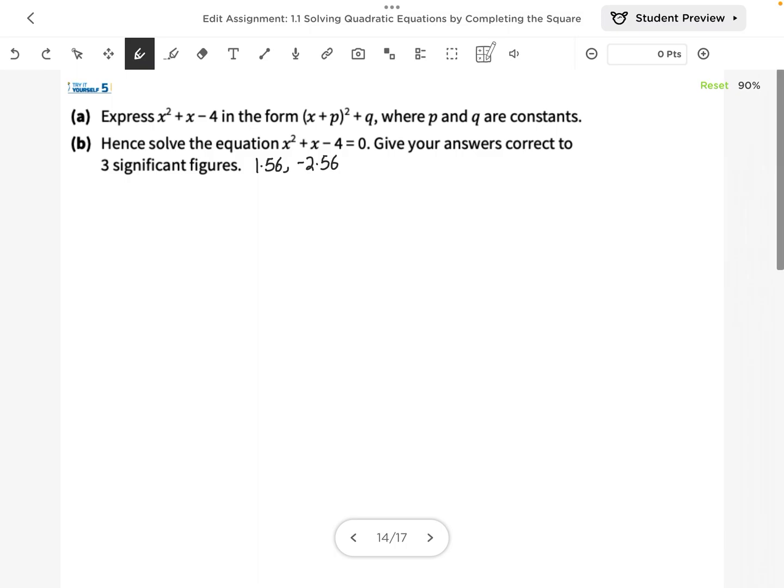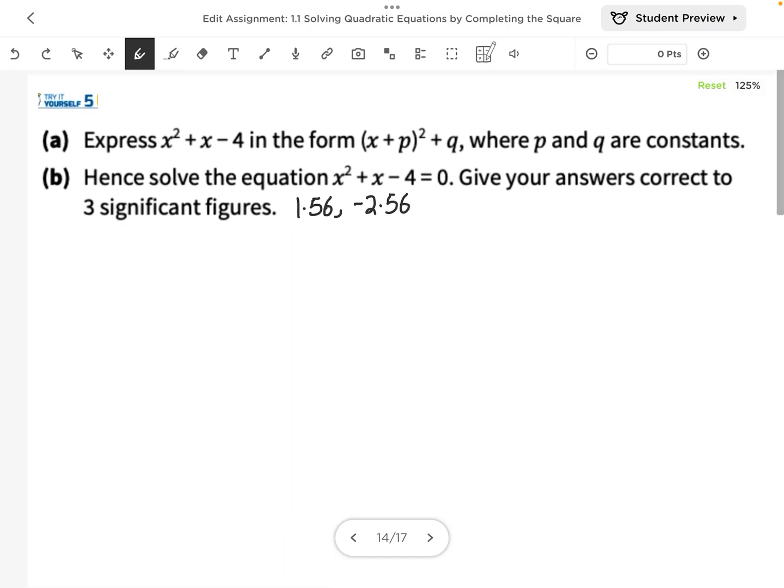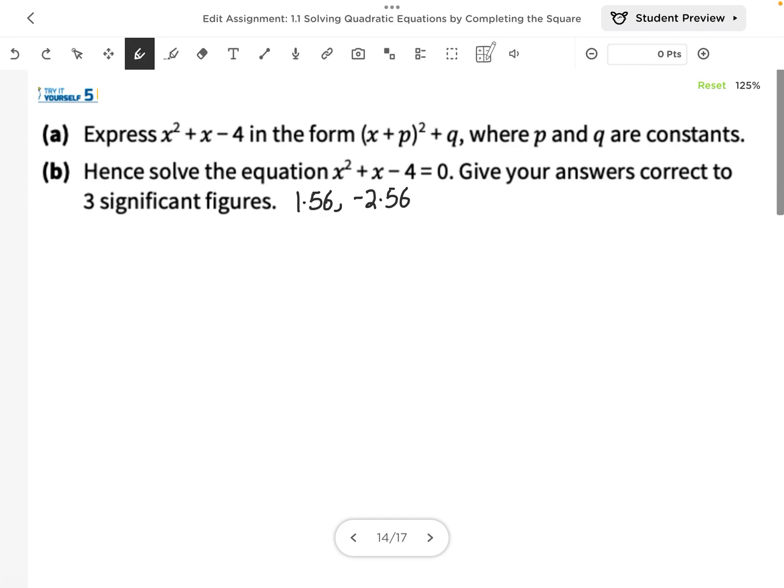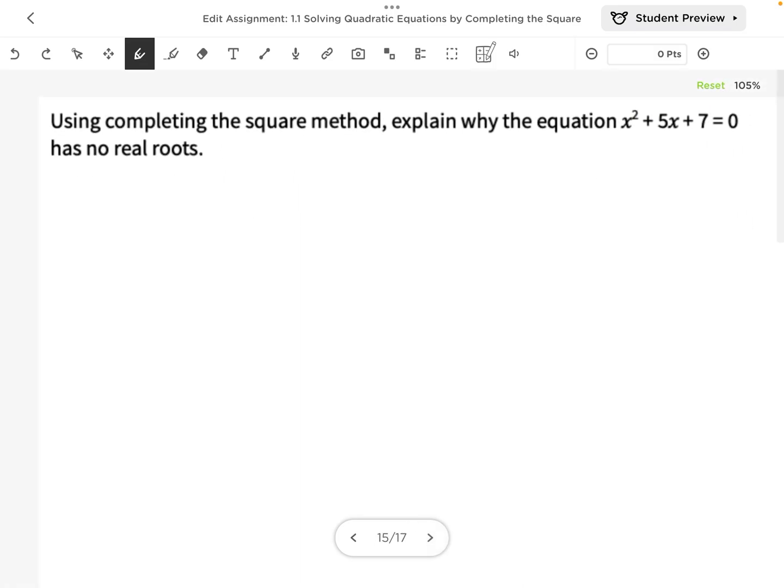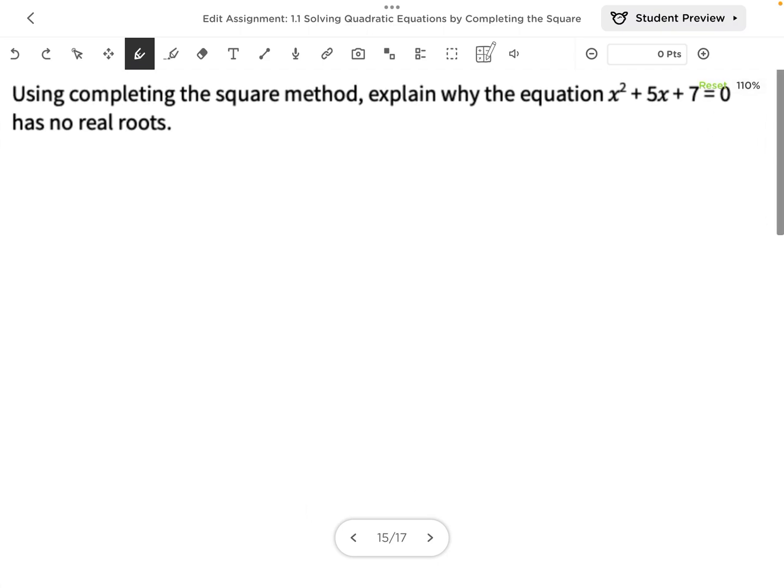Similarly, for slide 14 itself, I will not go through slide 14, but you're invited to try on ClassKit itself. If everything works out, you should be able to get 1.56 and negative 2.56 for part B. Okay, I move on to slide number 15. Using completing a square method, explain why the equation has no real roots.